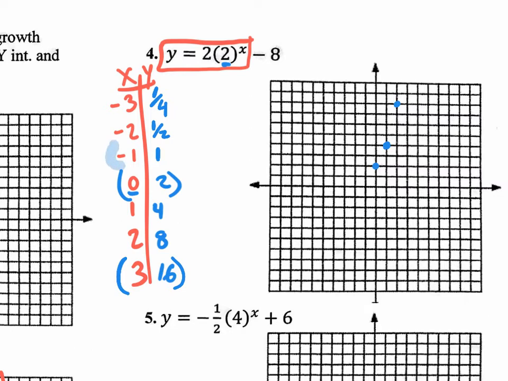So negative 1 and 1, whoops. Negative 1 and 1, negative 1 on the x, positive 1 on the y, there it is. And then negative 2 and 1/2, that would be right there. Negative 3 and 1/4. And the next one would be negative 4 and 1/8, and then 1/16, and so on and so on. And it infinitely approaches the x-axis.